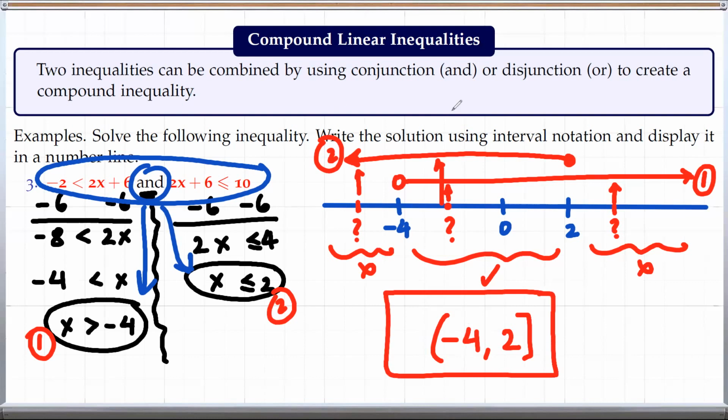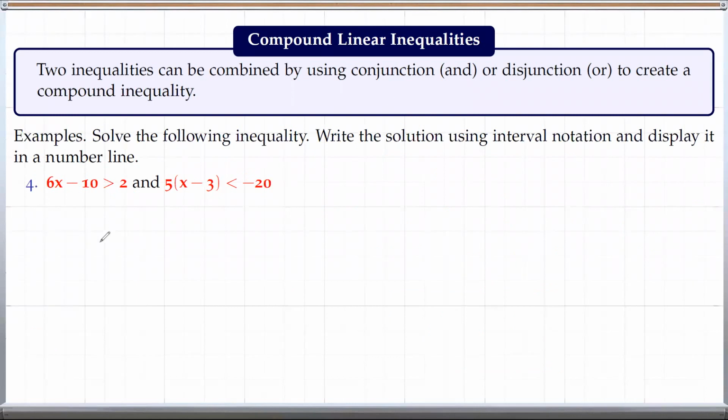Let's look at the next one now. Again, a similar situation here. We have two inequalities connected by AND. That means we need to solve these two individually and look for x values that satisfy both of these at the end. So let's try to solve these two individually.